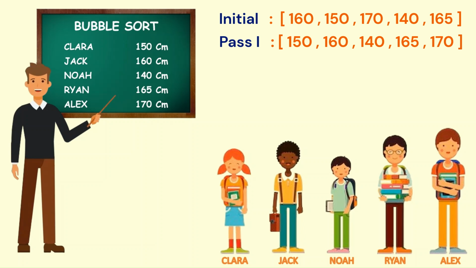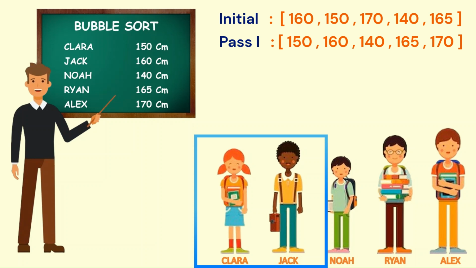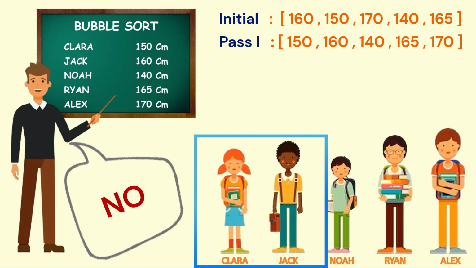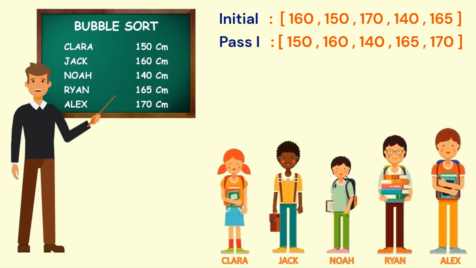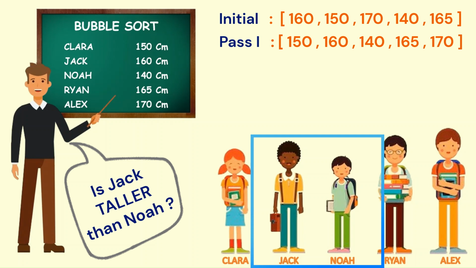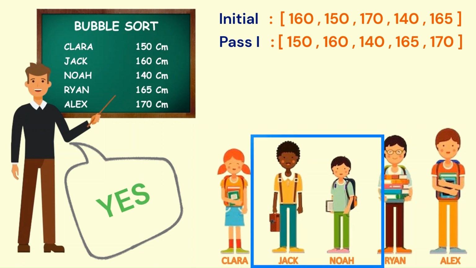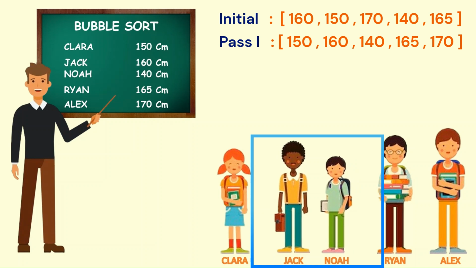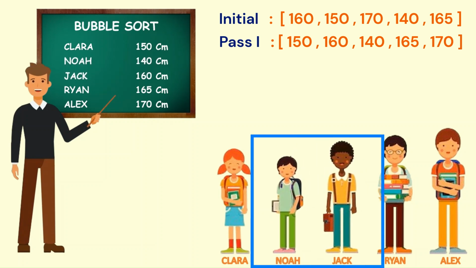In Pass 2, we compare the first 2 students, Clara and Jack. Is Clara taller than Jack? The answer is no, so we won't swap them, and we move on to the next comparison. Next, we compare Jack and Noah. Is Jack taller than Noah? Yes, he is. So, we'll swap their positions. Jack will move to Noah's spot, and Noah will take Jack's place.